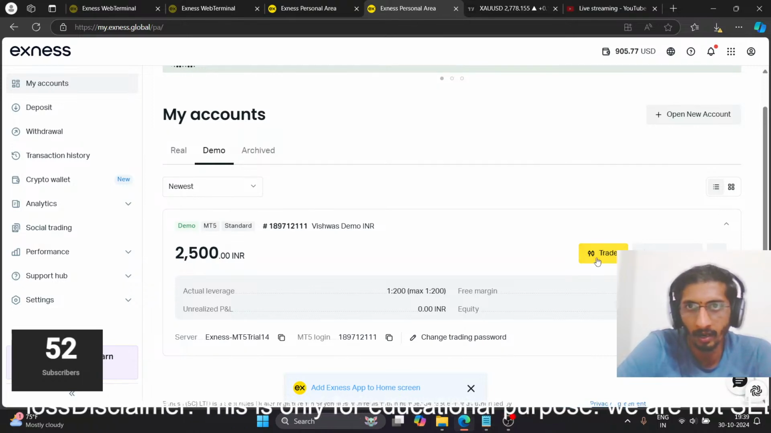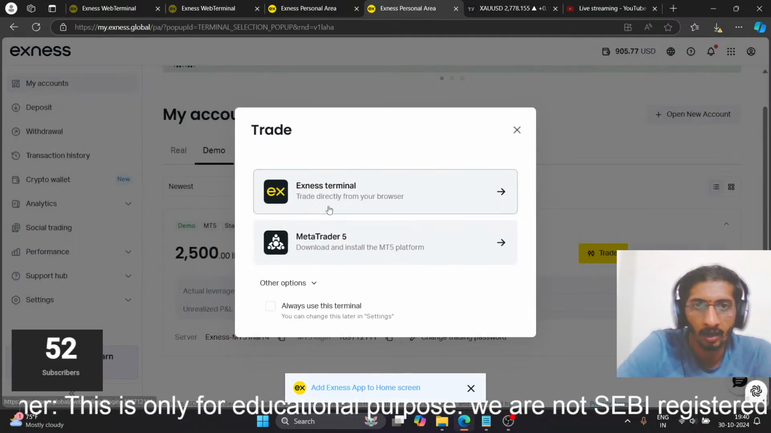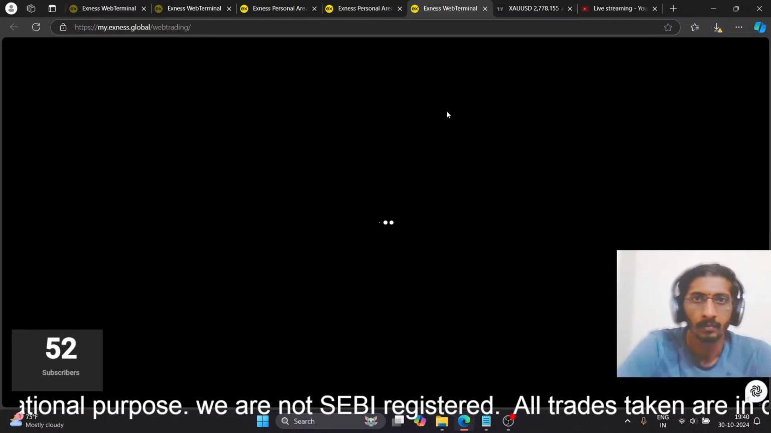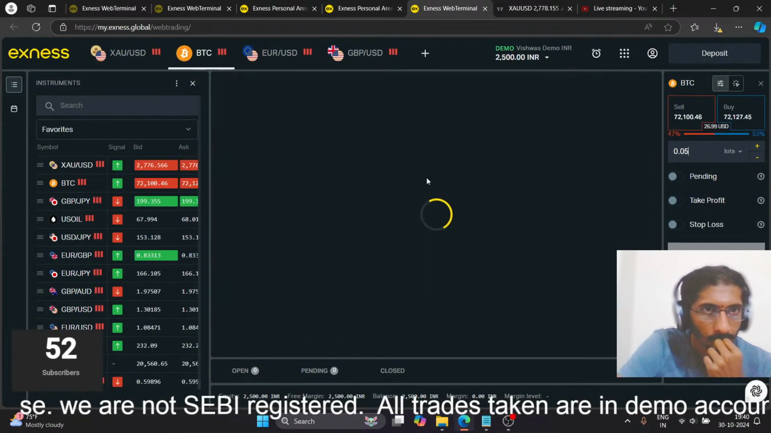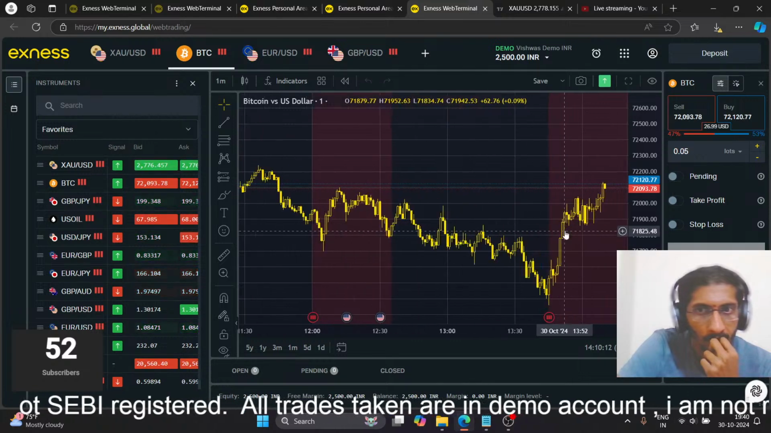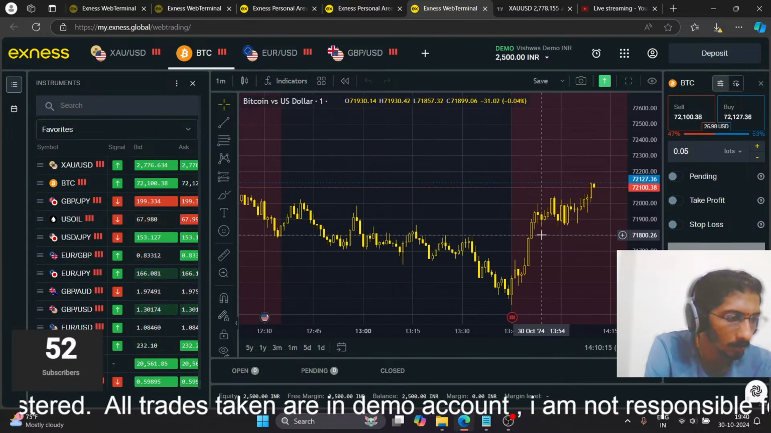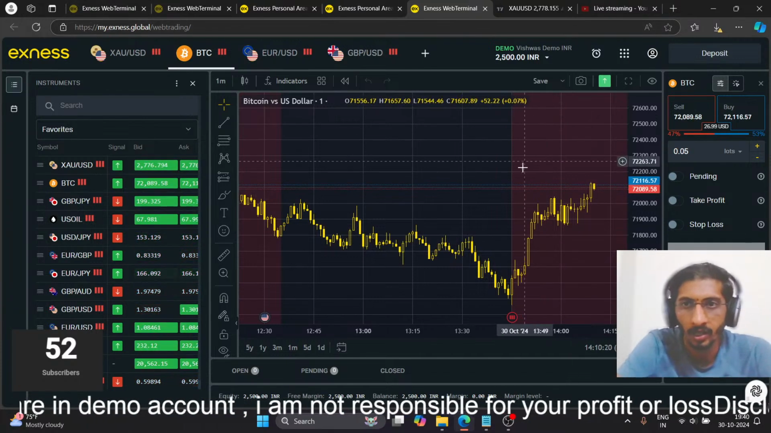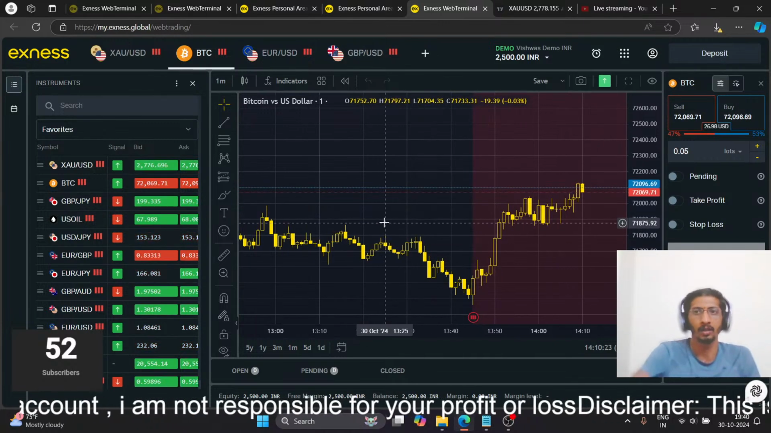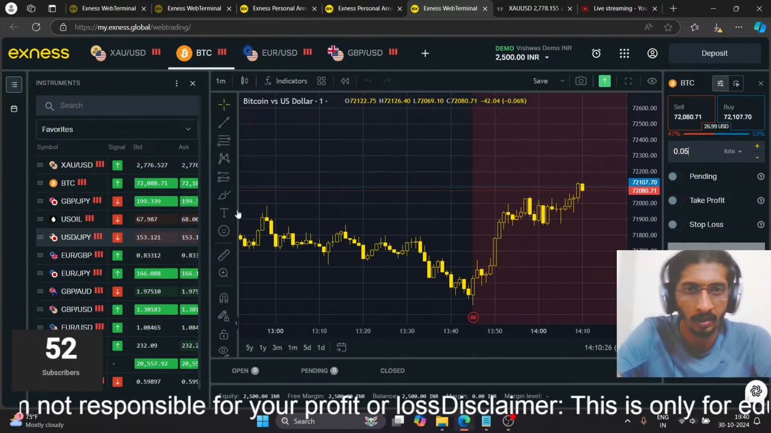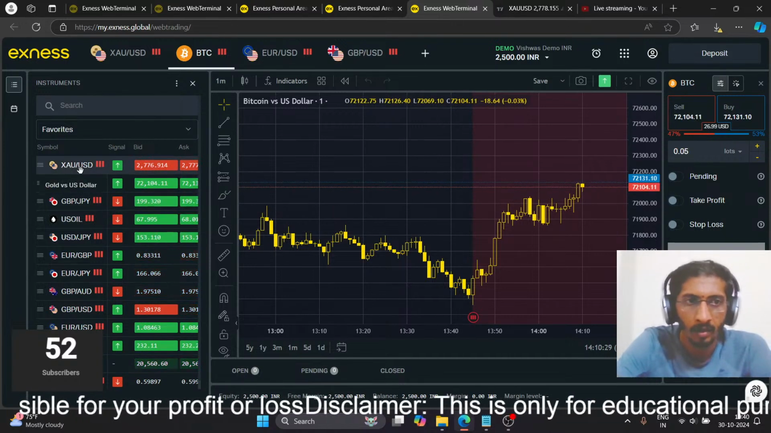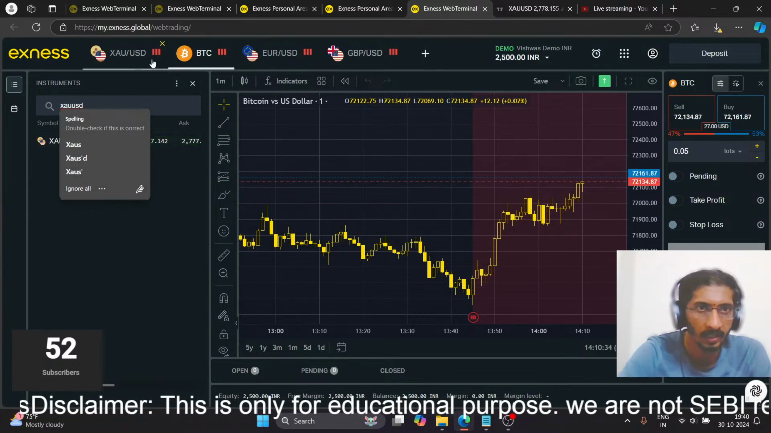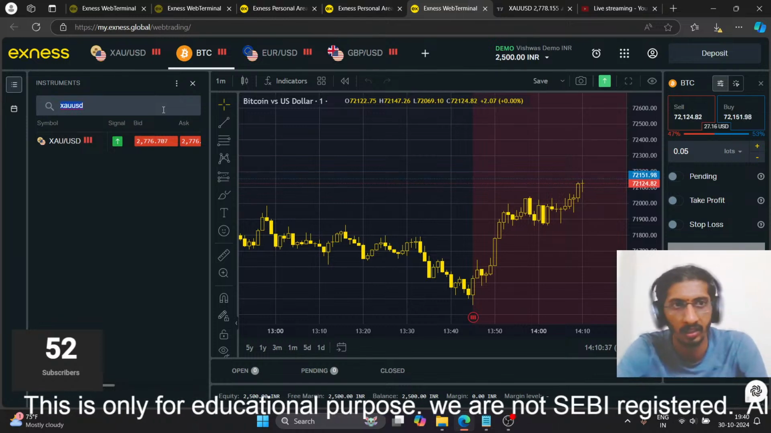When the amount is visible, click on Trade, and then click on external terminal. Here, you will be able to see the actual Exness app. This is where we trade or take trades. If you click here and search XAUUSD, you'll get gold. And these three red lines indicate that this is a high margin period.